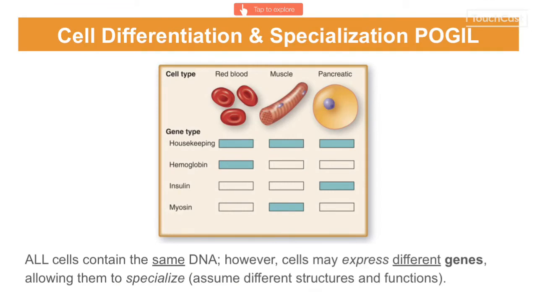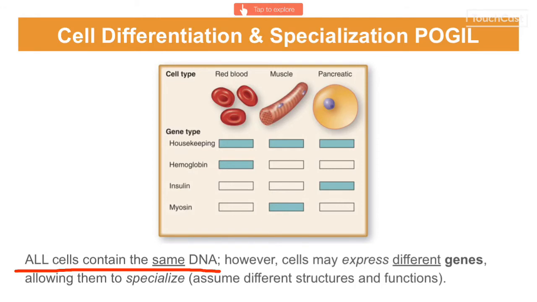Now, how are they able to differentiate? Well, you need to remember, this is very important, that all cells contain the same DNA, right? All cells contain the same DNA. We know that through the process of cell division, through mitosis, the DNA is going to replicate. It's going to copy itself so that each daughter cell gets an exact copy of that genetic information.